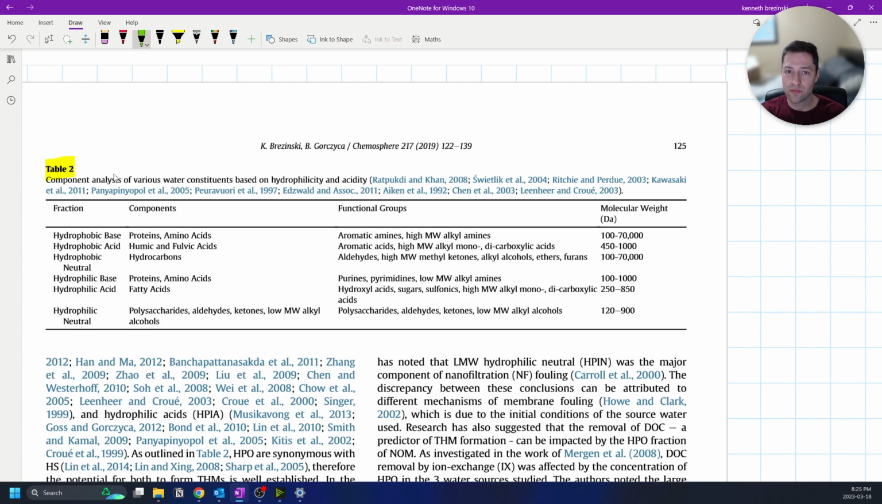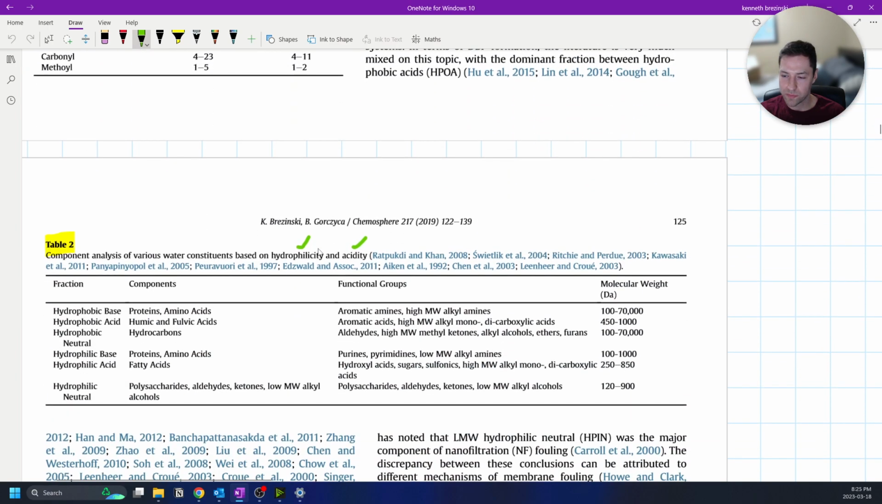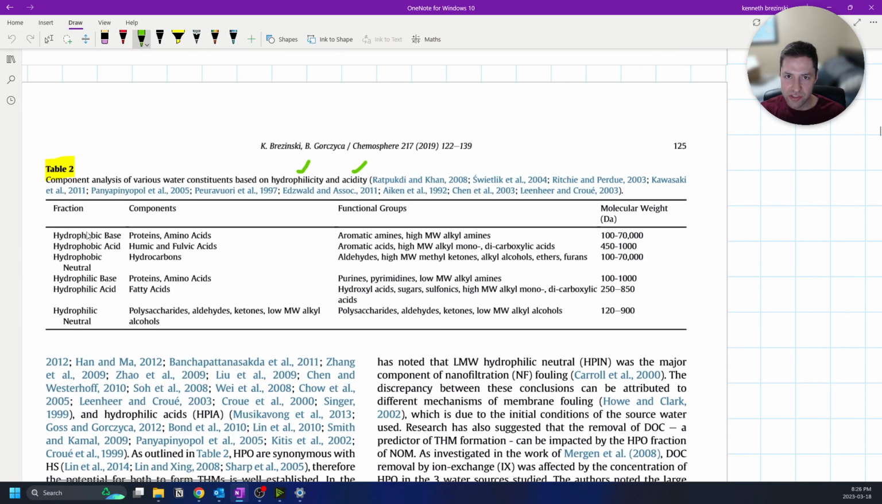This table refers to the component analysis of various water constituents based on hydrophilicity, an important thing here, and acidity. The hydrophilicity just refers to whether it is a hydrophobic group or a hydrophilic group. Hydrophobic means fear of water, and hydrophilic means favorable towards water. In the hydrophobic groups, you tend to see a lot of aromatics. In the hydrophilic groups, you tend to see more of these alkyl groups.